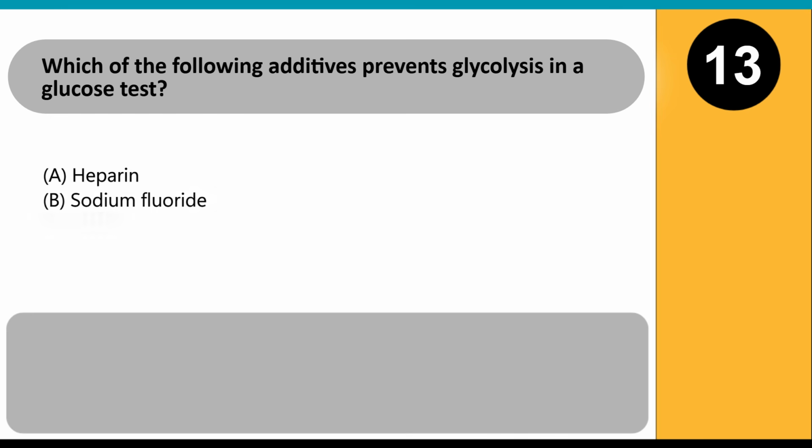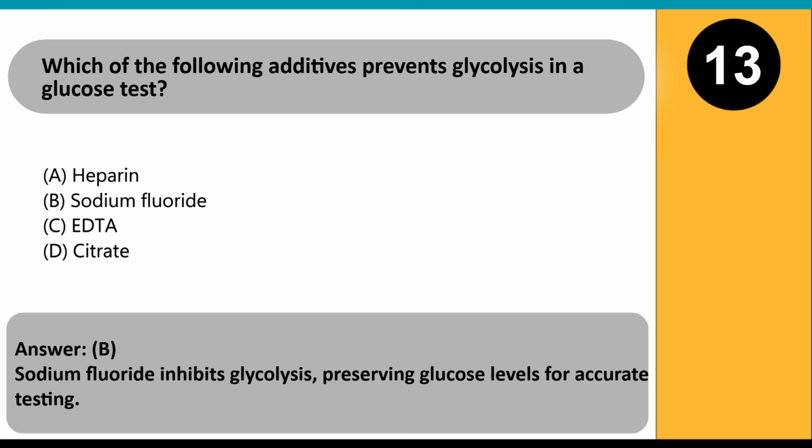Which of the following additives prevents glycolysis in a glucose test? A. Heparin. B. Sodium fluoride. C. EDTA. D. Citrate. Answer: B. Sodium fluoride inhibits glycolysis, preserving glucose levels for accurate testing.